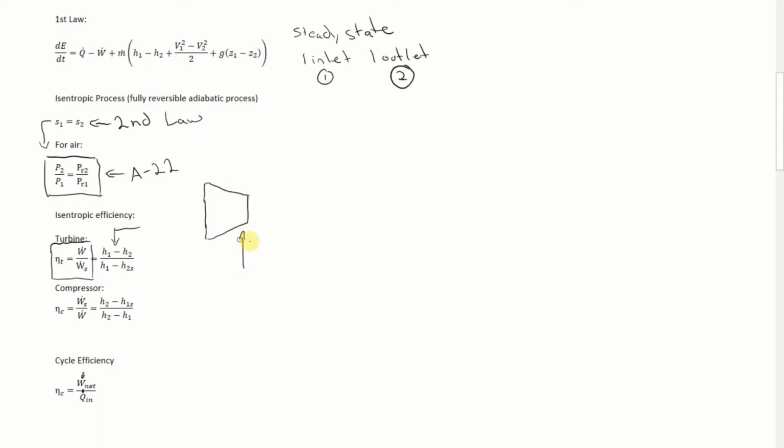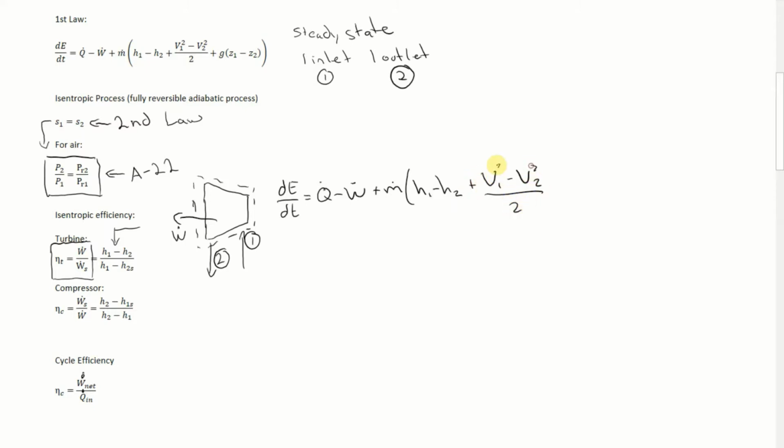you have air coming through the inlet and expanding to the exit. So if we draw our first law around this, and we have power coming through, then we have our change in energy with respect to time equal to Q minus W plus m dot times H1 minus H2 plus V1 squared minus V2 squared over 2.